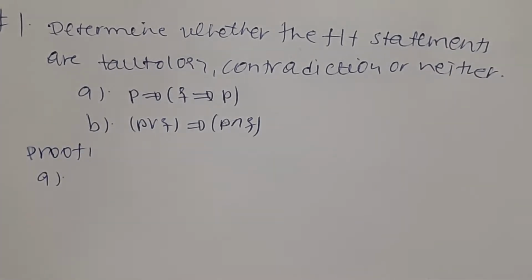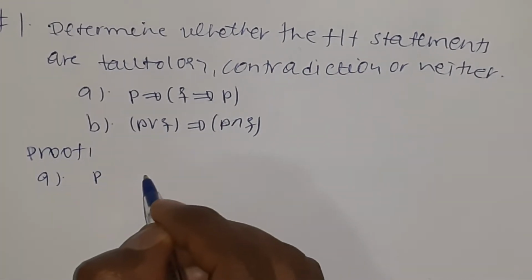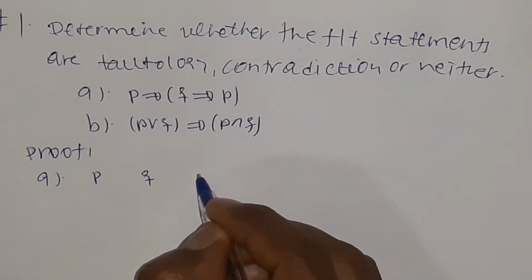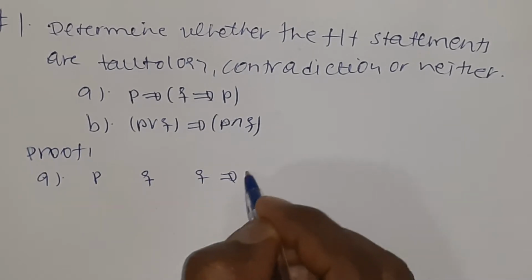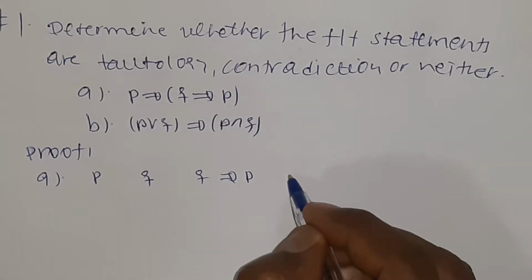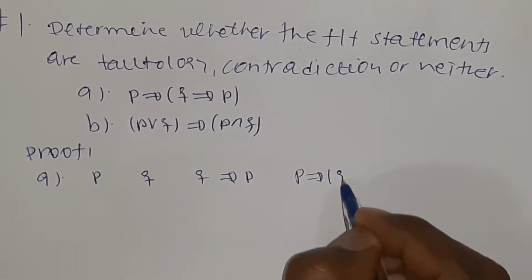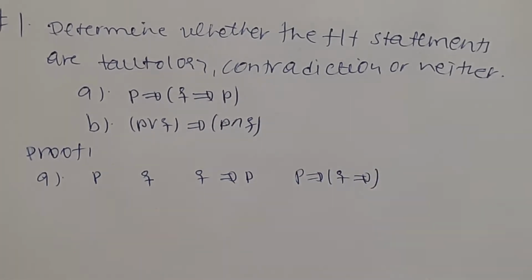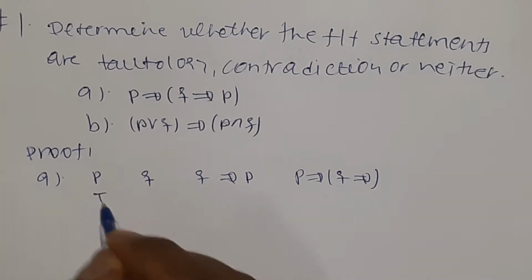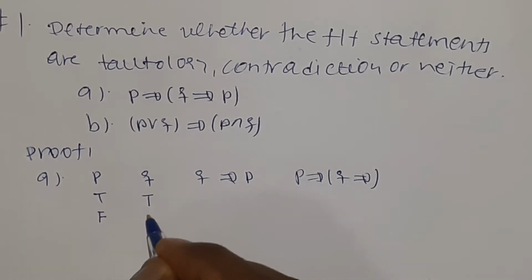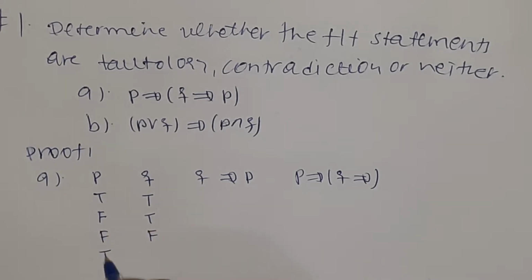that is A. Here we have two simple statements P and Q. The second component statement is Q implies P. And lastly, the given compound statement, that is P implies (Q implies P). The possibilities for the truth values of its component statements are: both P and Q can be true; the first P may be false and the second one true; both can be false; the first may be true and the second may be false.